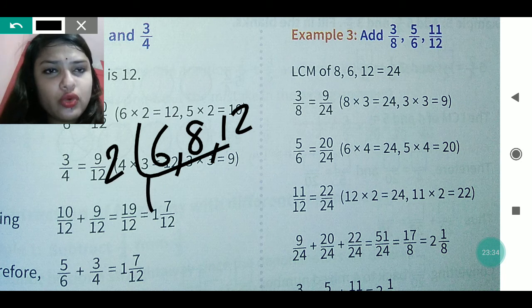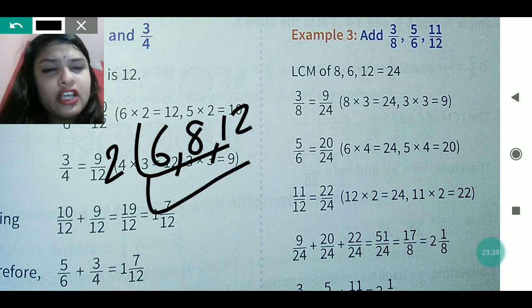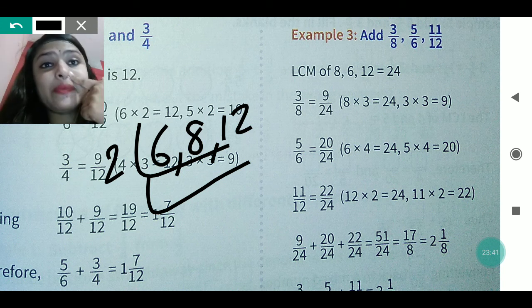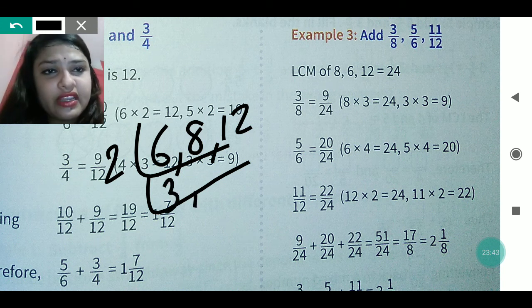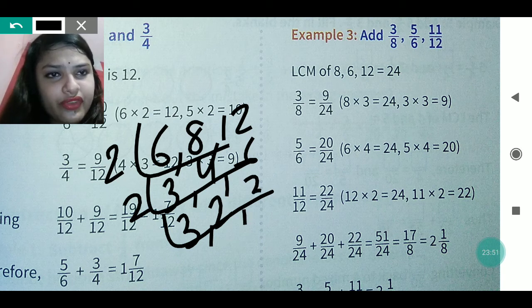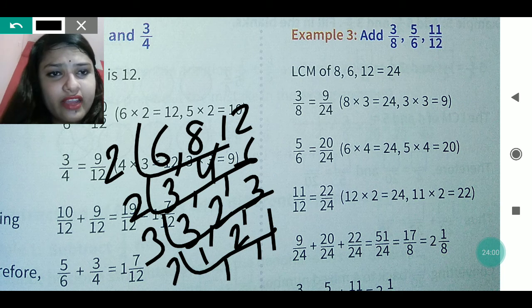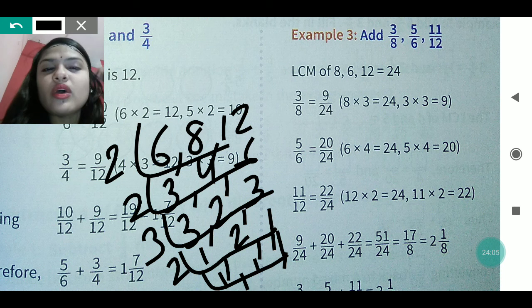So you divide it by 2. With the lowest number we start dividing. 2 into 6 is 3 times, into 8 is 4 times, into 12 is 6 times. Now again with 2: 3, 2 and 3. Again with 3, because 2 numbers are divisible. So 1, 2 and 1. And again with 2. So 1, 1 and 1, which means they are all in lowest terms.